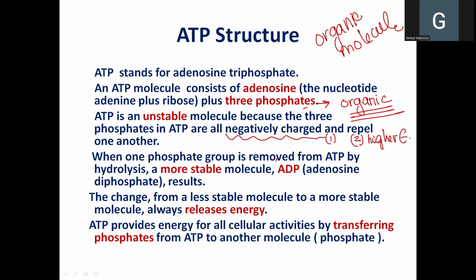On the other hand, ADP is a more stable molecule. For the same reasons, but the opposite, meaning that you will have less repulsion between the phosphate radicals because you will only have 2 phosphate radicals instead of 3, and because it has low energy.